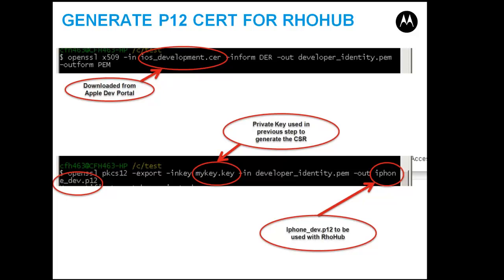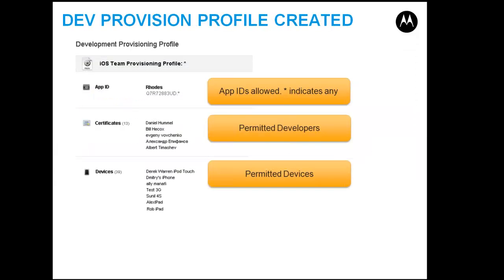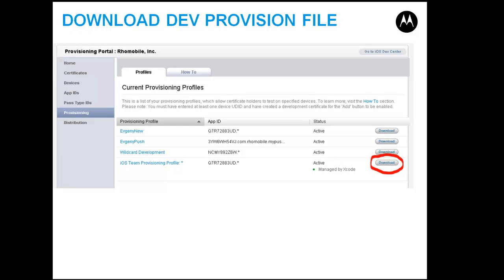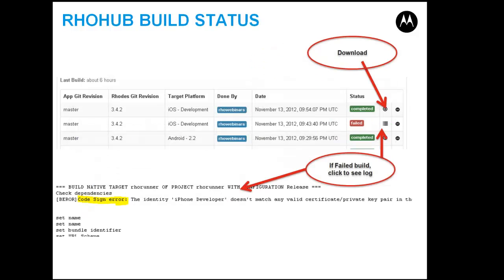All right. Then you effectively take that and turn it into a P12. Now you're doing this only because you want to use it with RhoHub, and that's what RhoHub needs. It needs both the private and public key in there, so this way it could install it on the slaves that we have generating the builds. Okay. The team lead also creates the device in the system, creates this provisioning profile. Okay, so that's key number 2 is to make sure you have the right provisioning profile tied to all your devices and certificates. You download this provisioning profile and you effectively provide it to RhoHub and kick off the build.